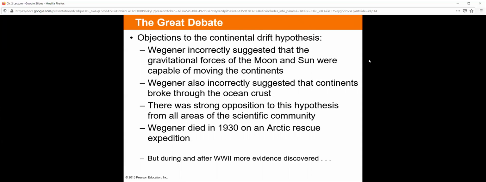Continents are big. Maybe he thought gravitational forces, the moon, the sun. Maybe the continents drove through the ocean somehow. These were issues he had. He didn't have a good mechanism, so the scientific community didn't necessarily believe his argument because you don't just need to have evidence; you need to have a way for it to work. Wegener didn't have that, and he had actually died before his theory was commonly accepted, on an Arctic rescue expedition.